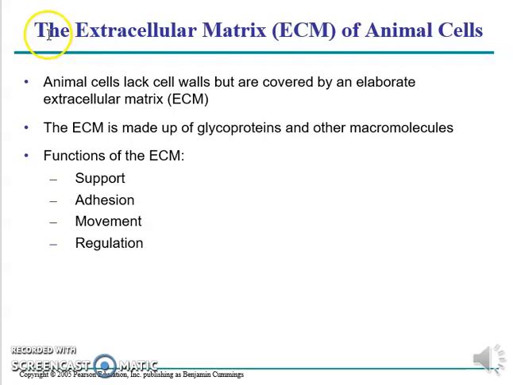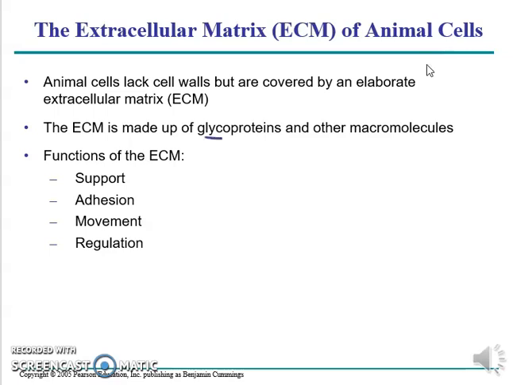All right, so the extracellular matrix of animal cells is a little different. Animal cells do not have cell walls, so it's not really considered to be a true cell wall. But they are covered by an elaborate extracellular matrix. That means cells are secreting stuff that they're living in themselves, right? So that matrix can vary quite a bit, but it's made of primarily glycoproteins. There's those glycoproteins again.